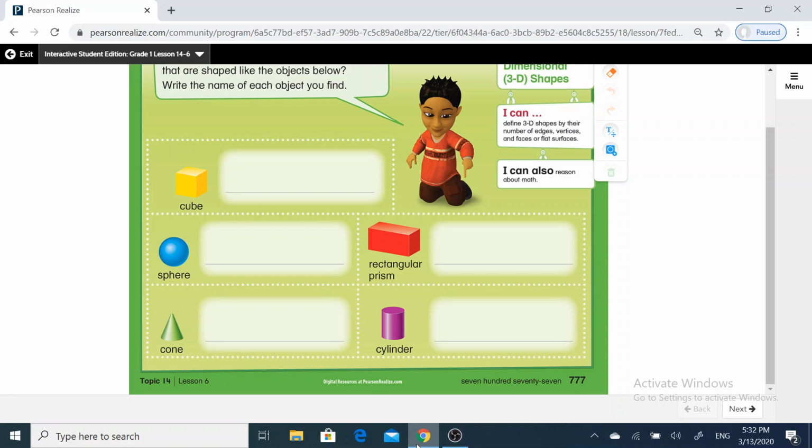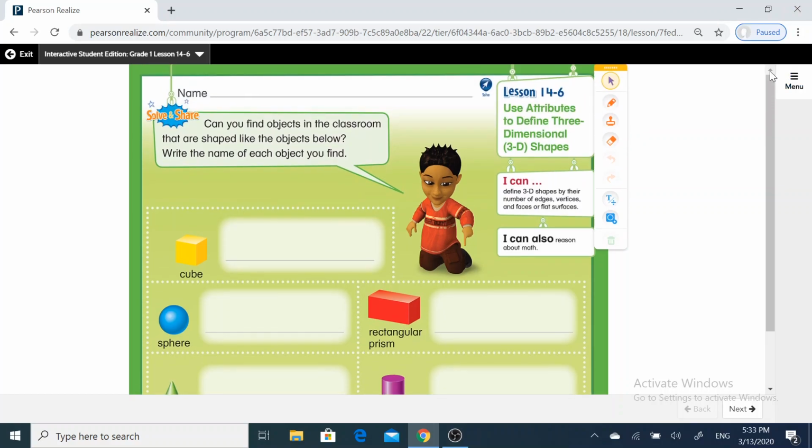Yes, thank you. In the last two lessons, we learned how to use attributes to define two-dimensional shapes like rectangle, square, triangle, and circle. Our lesson today: how to use attributes to define three-dimensional shapes, not two. Three-dimensional shapes.